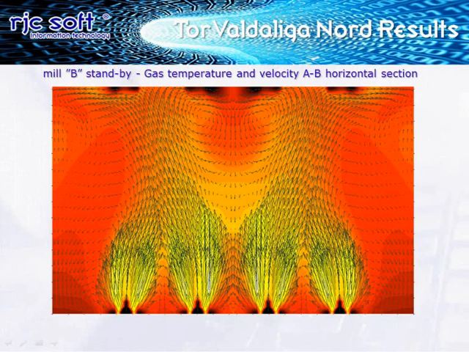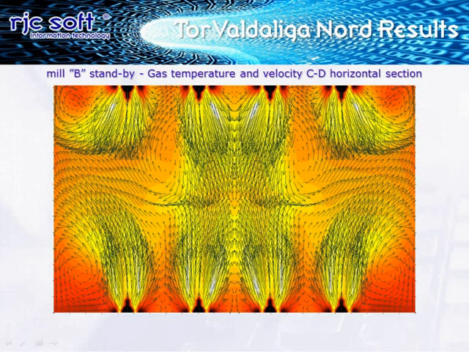Finally, this slide shows the fields of temperature and gas velocity in a horizontal section at the second floor of the burners, fed by mills C and D. These results are obtained from the same simulation of the previous figure. You can see the motion field and temperature, typical of low-NOx burners, in a double row opposed.